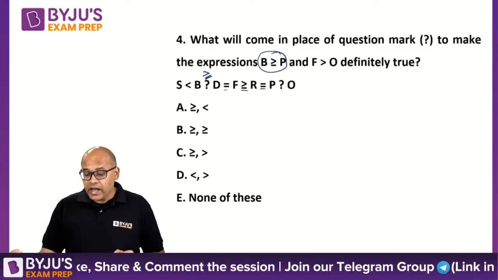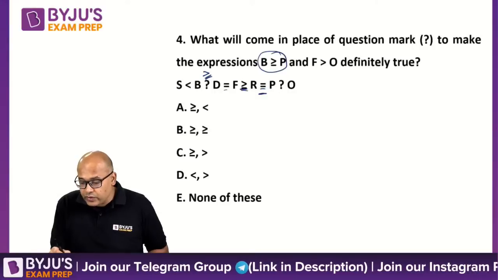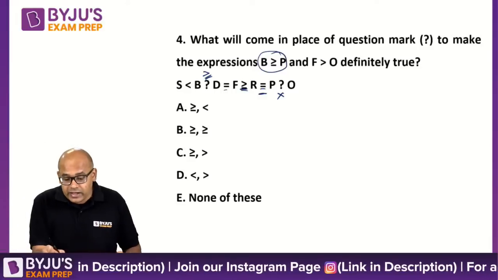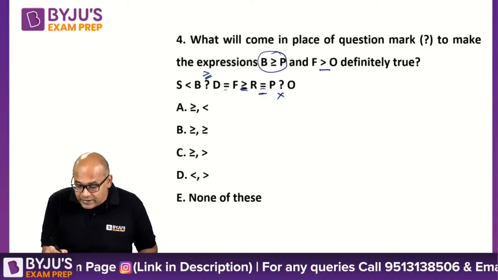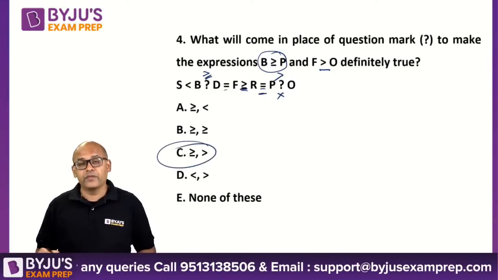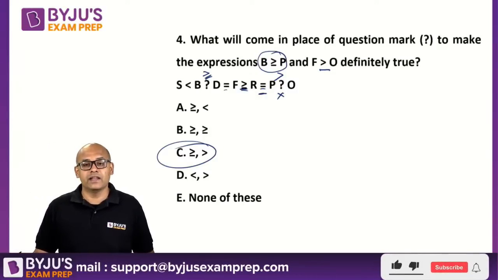Then they're asking, F should be greater than O, which means, see, remember, there is an equal to here, there is an equal to here. I should not want an equal to, because if the equal to is continuing, then here also there will be an equal to, which is not there. So F greater than O means strictly this should be greater than O. So the correct answer is option C. The first question mark should be greater than or equal to, second question mark is greater than.